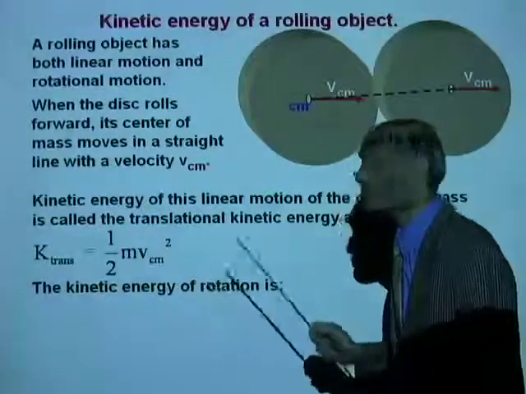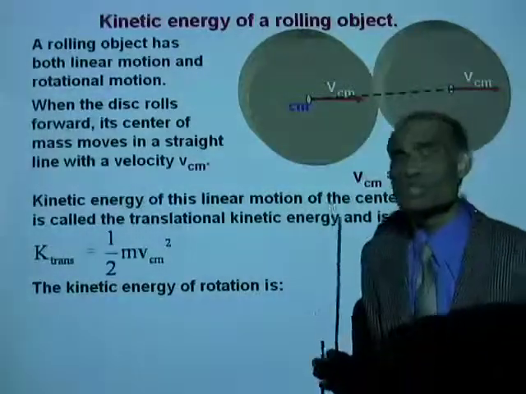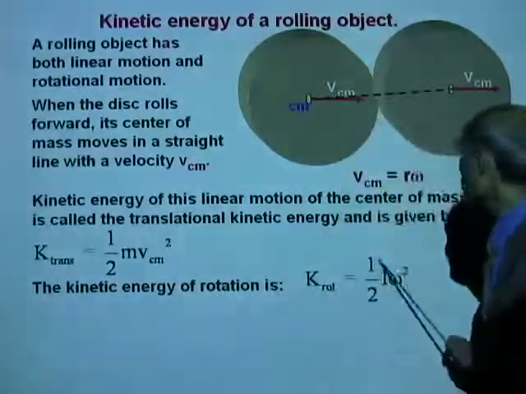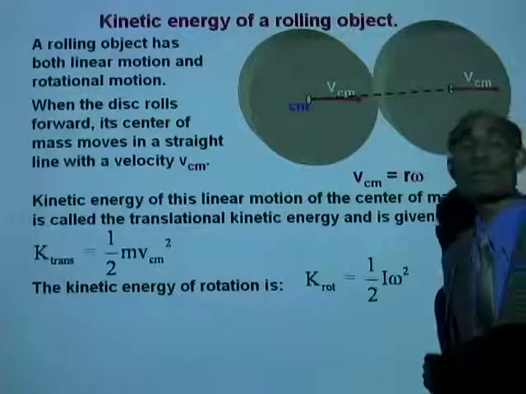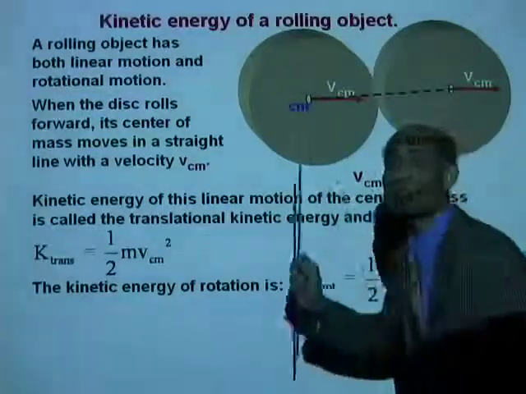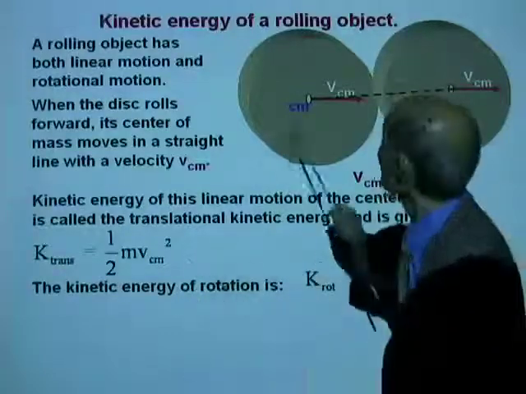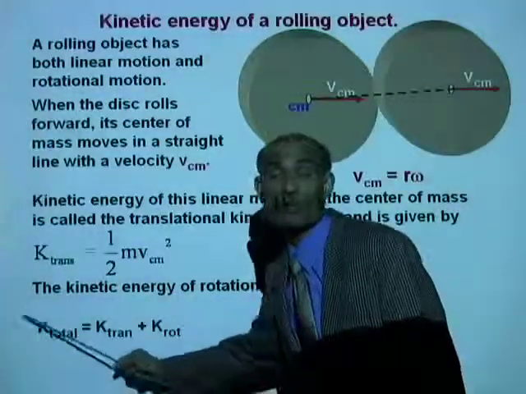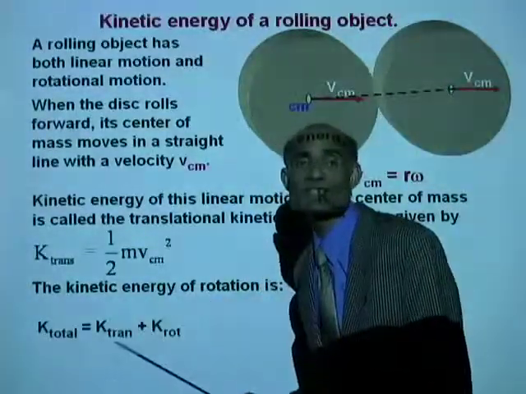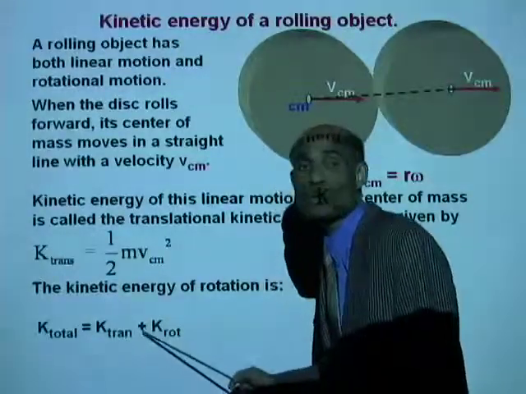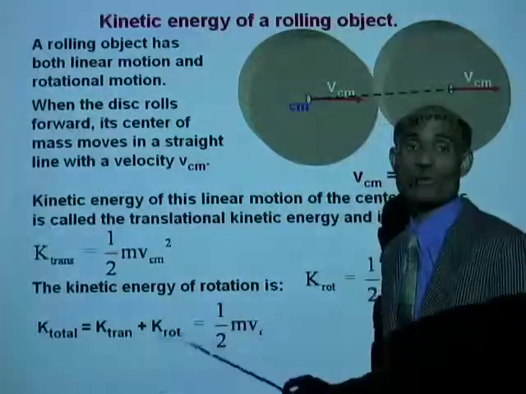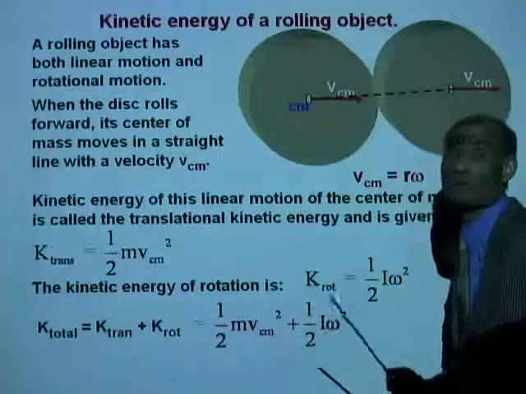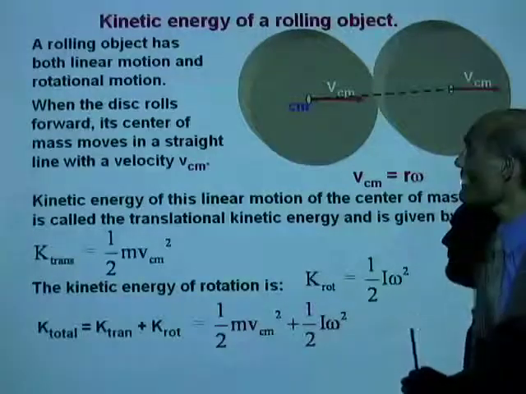The kinetic energy of rotation is, what is it? What is the kinetic energy of rotation? K rotation is 1/2 I omega squared. So what is the total kinetic energy of the rolling disk? K total, the total kinetic energy of a rolling disk is K translational plus K rotational. That is 1/2 m v center of mass squared plus 1/2 I omega squared.